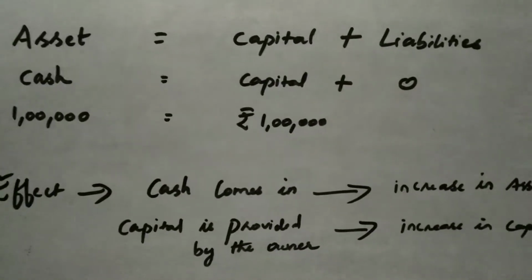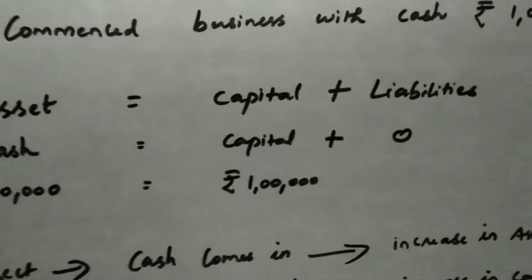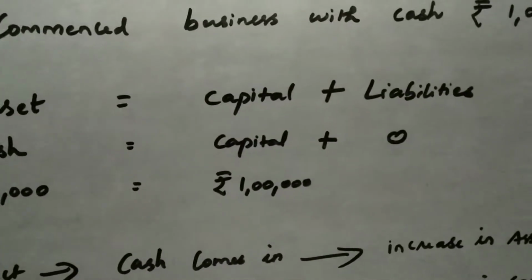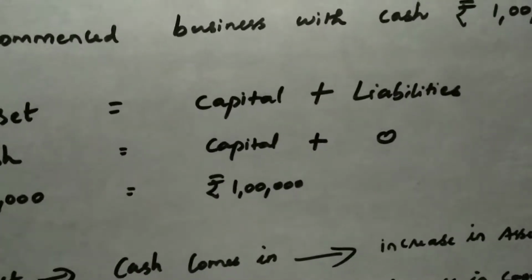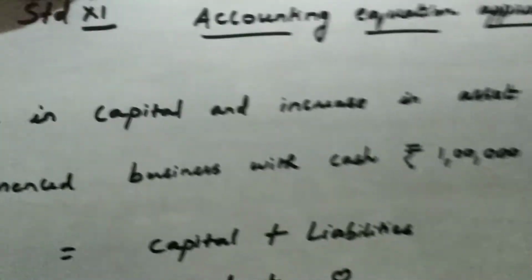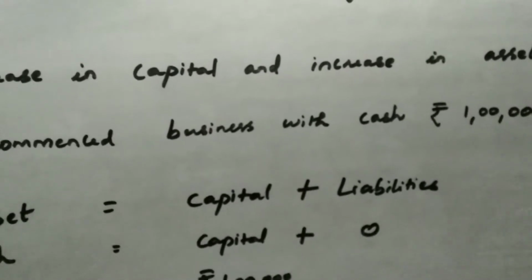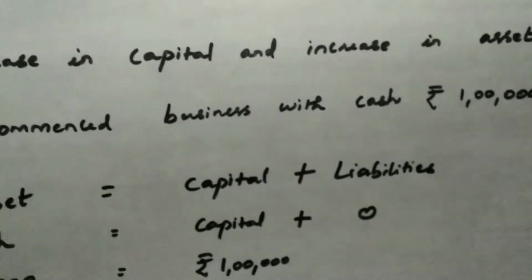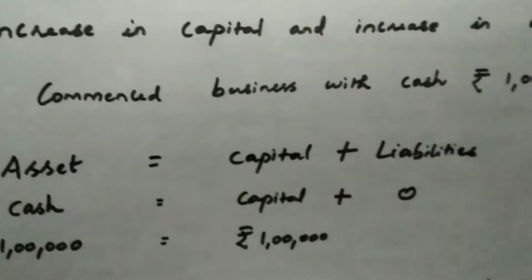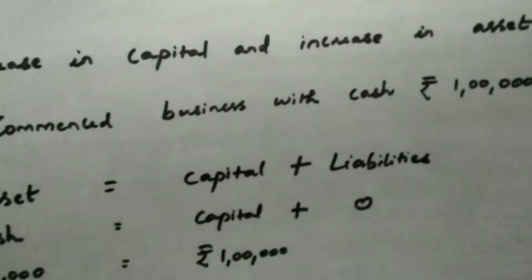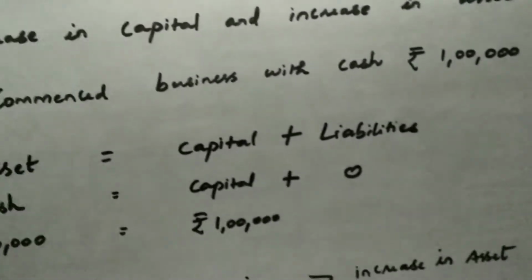This is the effect. You may even get such a question in your examination. They may ask you to write an imaginary transaction for increase in capital and increase in asset. If they give you that, you must think and write an imaginary transaction for it. Able to understand? So you can write: commence business with cash, which increases both the asset as well as the capital.